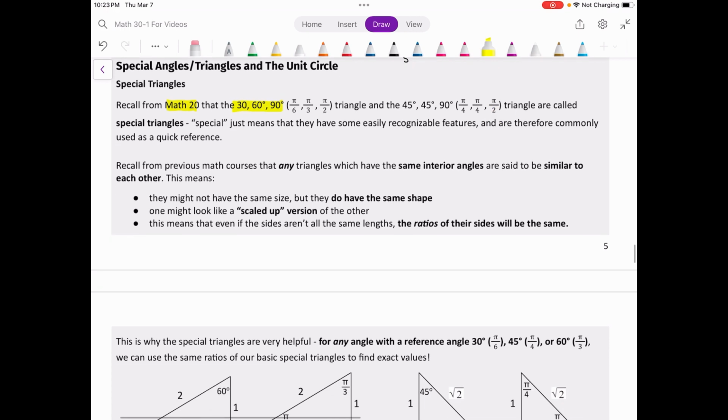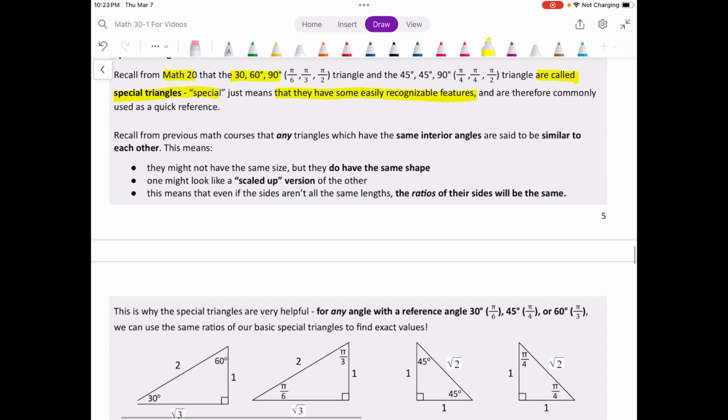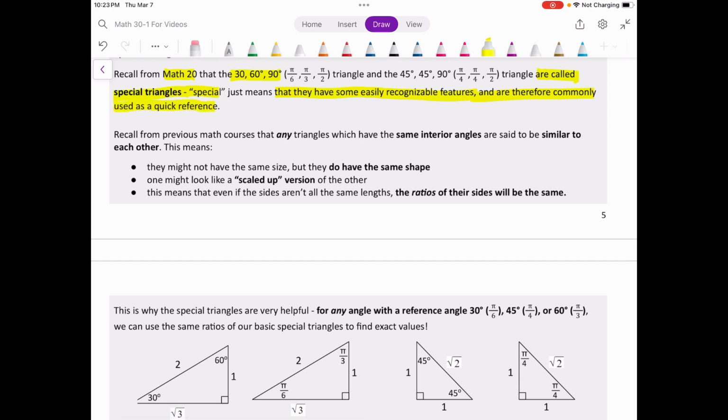So we call these triangles, where their names come from are the angles in them. And they're called special triangles, these 2 triangles. Special really just means that they have some easily recognizable features, and they come up often enough that they're worth just knowing those features, okay? And so we commonly use them as a quick reference, okay?